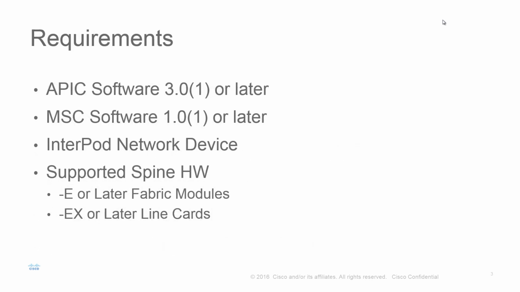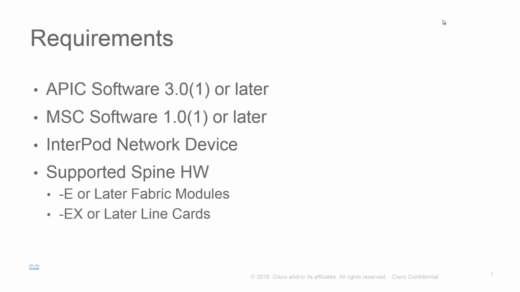Now, before we get started, there are a few requirements you need in order to do this. Firstly, you need the APIC 3.0 software and of course the switch software to go along with that, so it needs to be 3.01 or later. On the MSC side, you're going to need version 1.01 or later. You're going to need a switch for the IPN device, and this can be any layer 3 device that supports OSPF and jumbo frames. Those are really the only dependencies that we have.